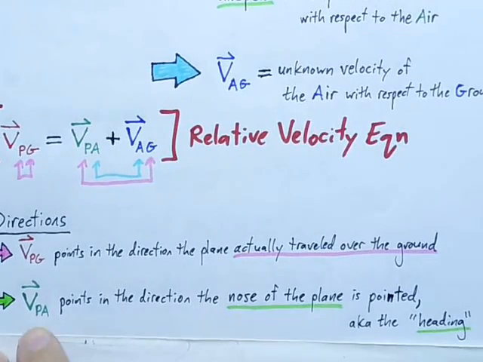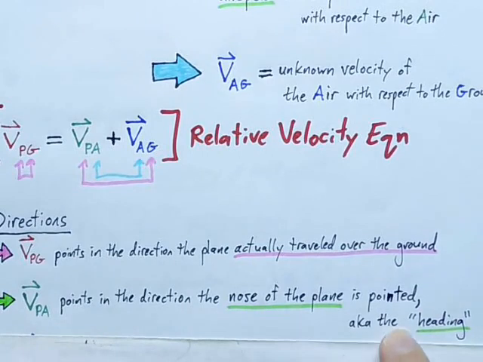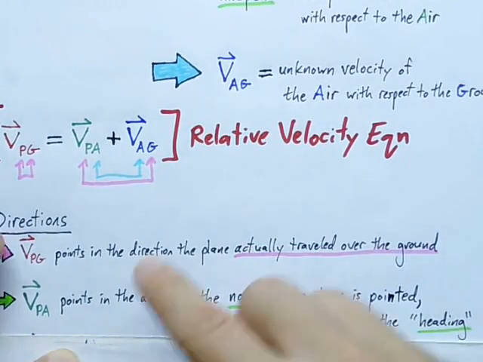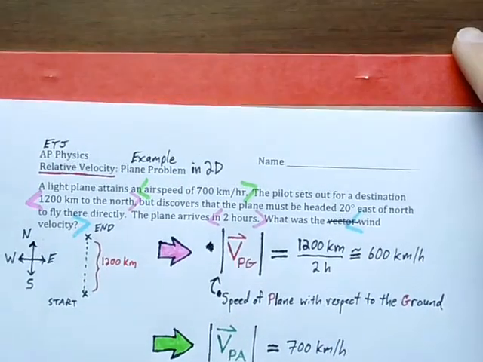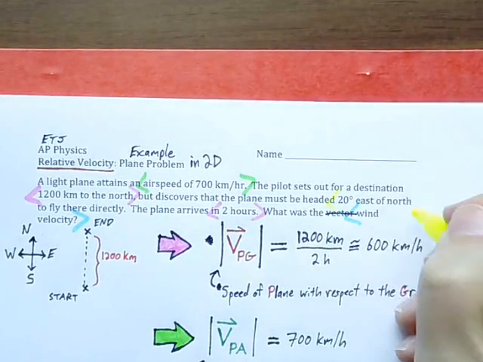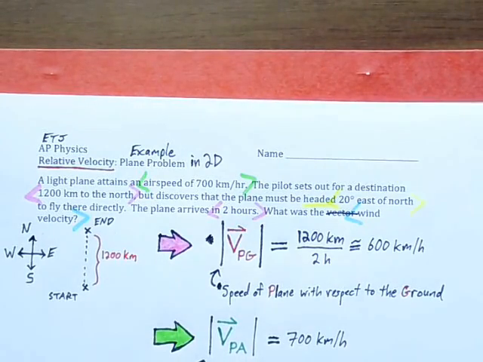the velocity of the plane with respect to the air, that points in the direction the nose of the plane is pointed. This is also known as the heading of the plane, or sometimes the bearing if it's a ship moving through water. The heading or bearing, that's the direction the vehicle is actually pointed. The nose is pointed. And so we're told up here that the plane is actually headed 20 degrees east of north. Headed. That means the nose of the plane is pointed 20 degrees east of north.